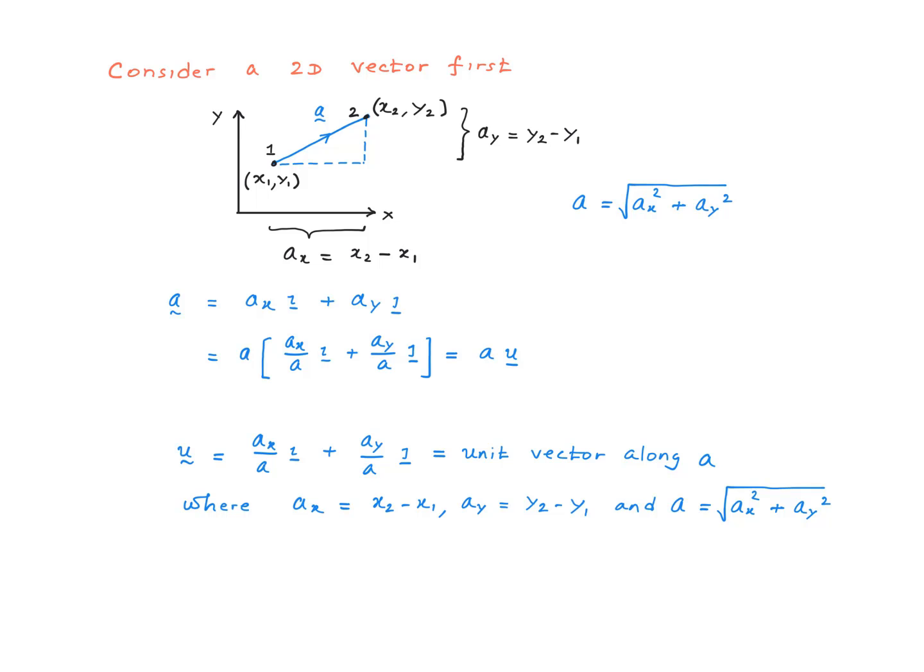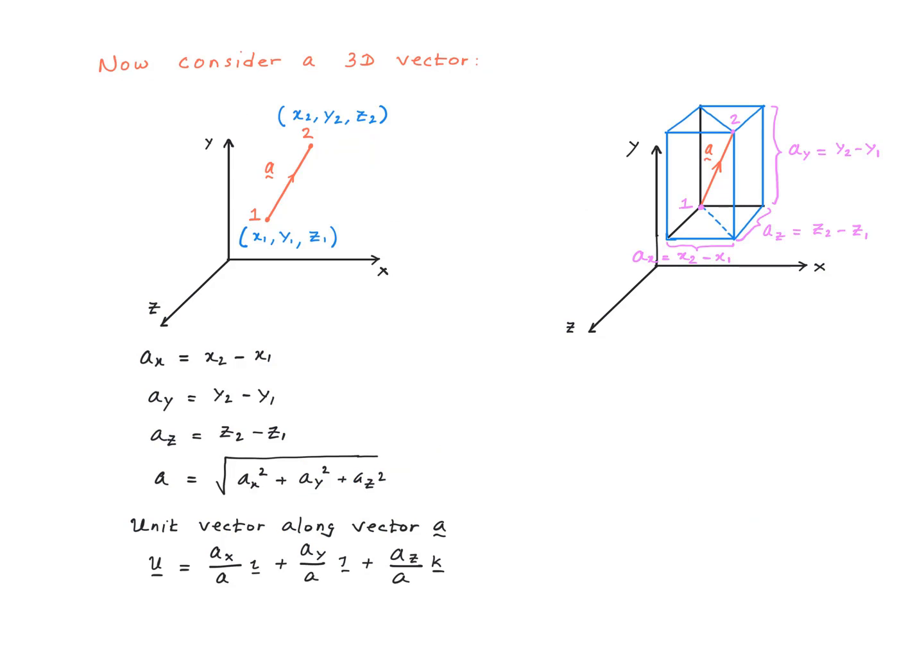So all we have to do is to find the components first, and then find the vector going from point 1 to point 2, and then divide that vector by the magnitude of the vector A. Now let's extend the method to a 3-dimensional vector A going from point 1 to point 2 like shown over here. The coordinates of point 1 are x1, y1, z1, and the coordinates of point 2 are x2, y2, z2.